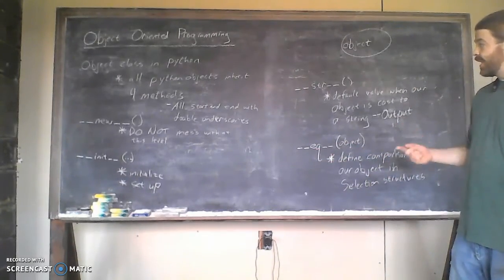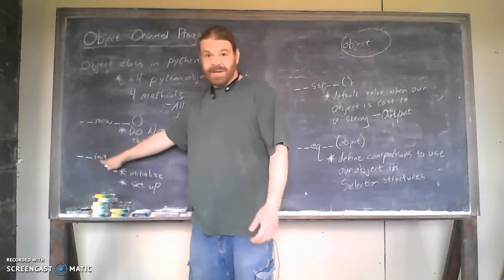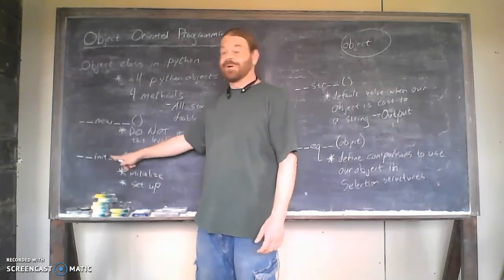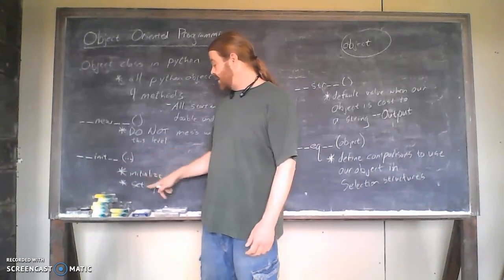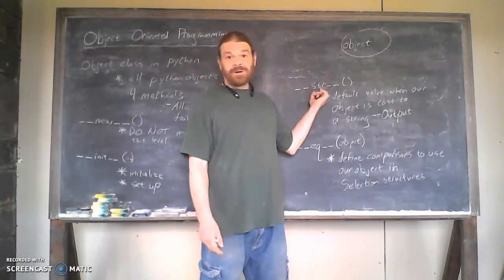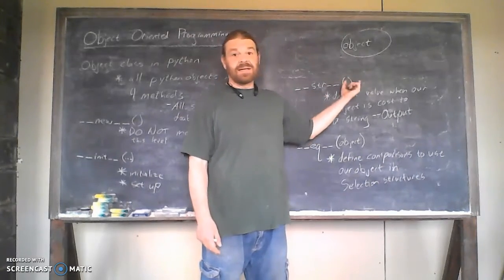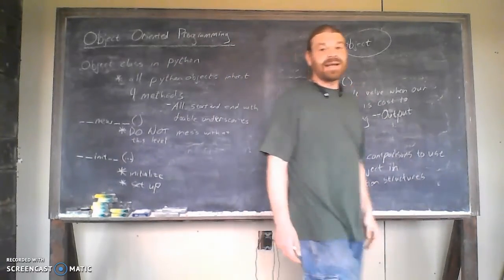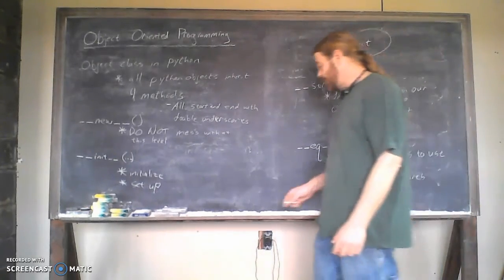So I filled up the board really quick. The main ones are underscore underscore INIT underscore underscore, and then we'll pass in a bunch of stuff in parentheses to initialize it. And underscore underscore STR for string, underscore underscore in parentheses, and we don't have to pass anything in in that case. And then we define what our default output for the object will be.